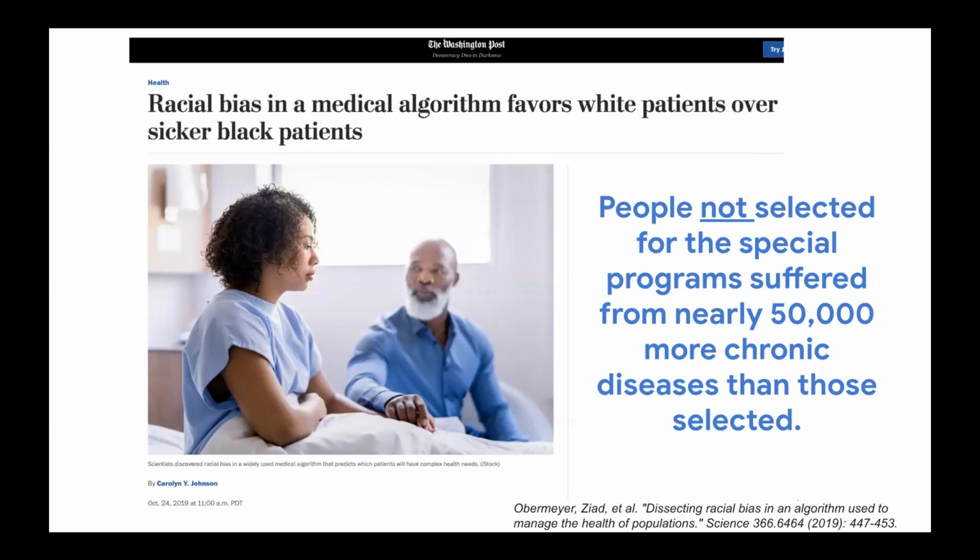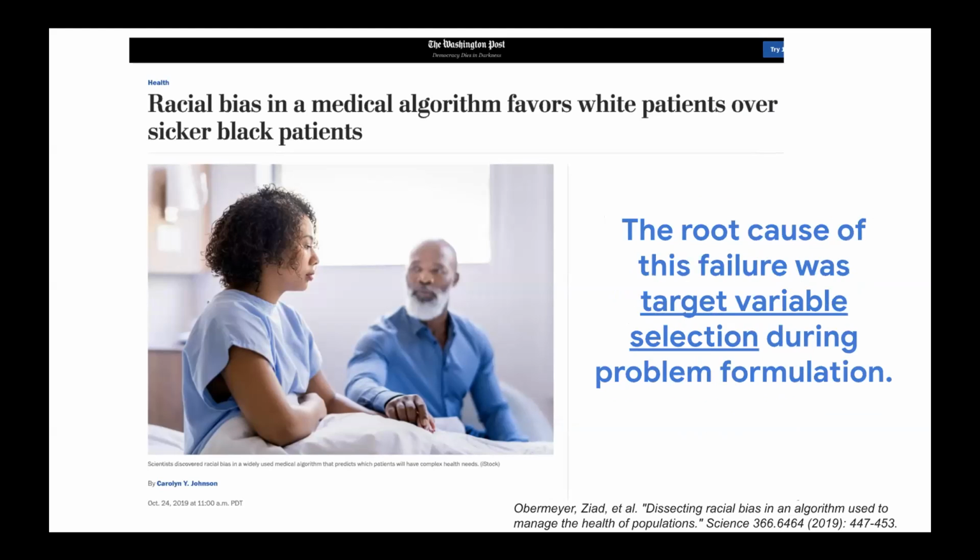Unfortunately, people not selected for these special programs suffer from nearly 50,000 more chronic diseases than those who were selected. So the algorithm did not perform the way it was expected to. And the people not selected for the special programs were disproportionately Black Americans. This is why it was deemed to be racially biased. So what happened? What was the cause of this?